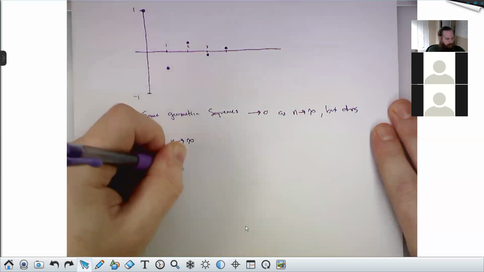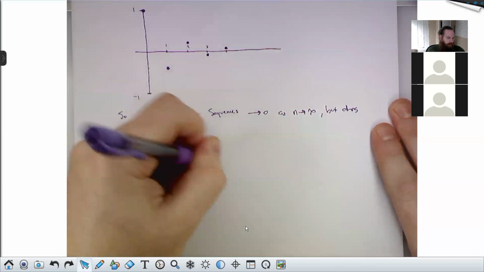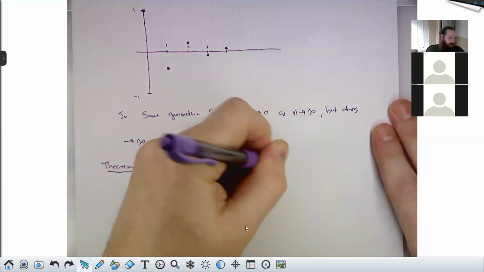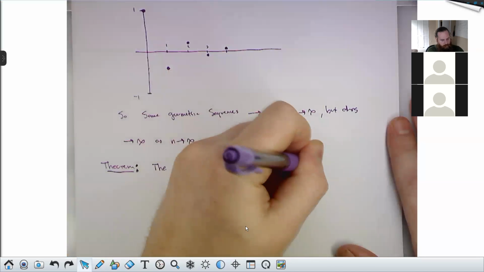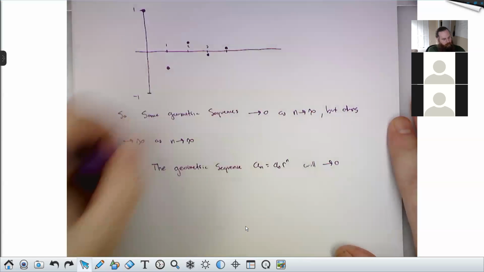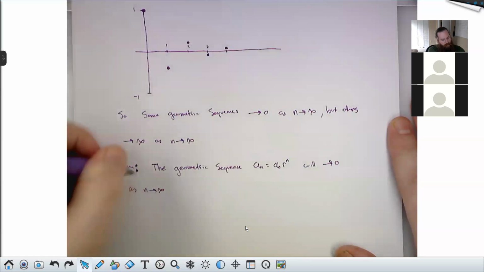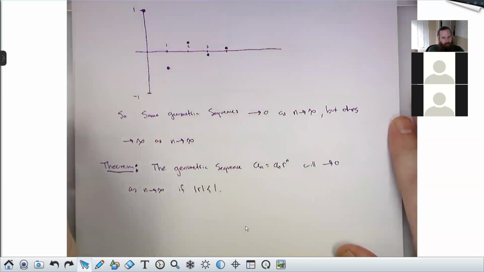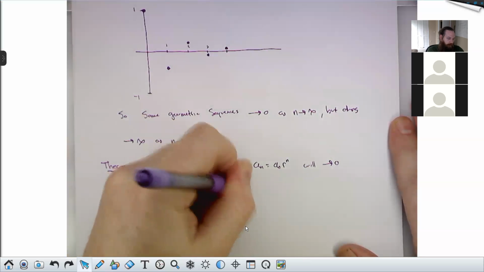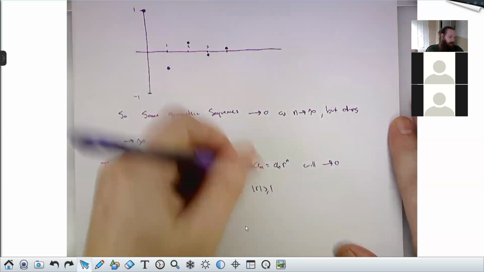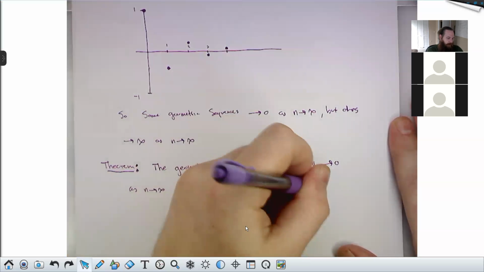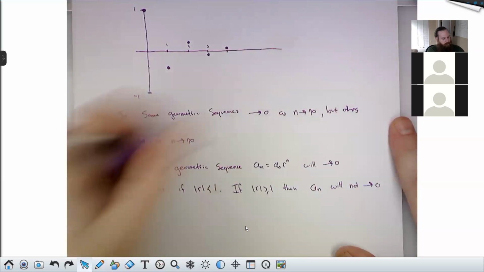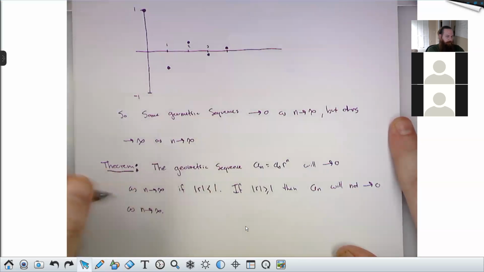The geometric sequence a_n equals a0 times r to the n will go to 0 as n goes to infinity if the absolute value of r is less than 1. And if the absolute value of r is greater than or equal to 1, then a_n will not go to 0 as n goes to infinity.